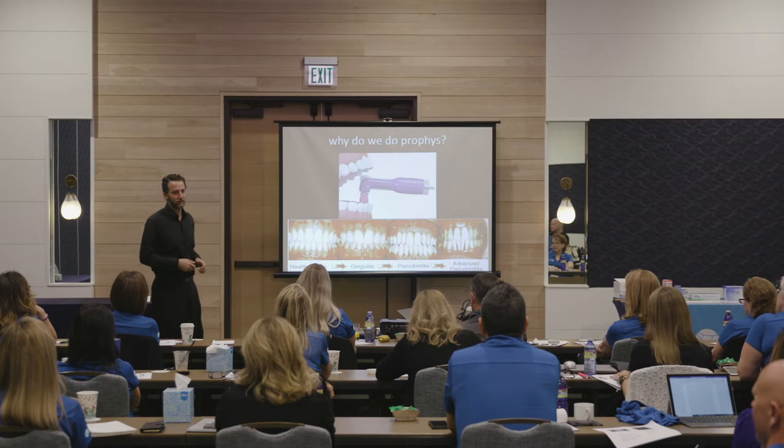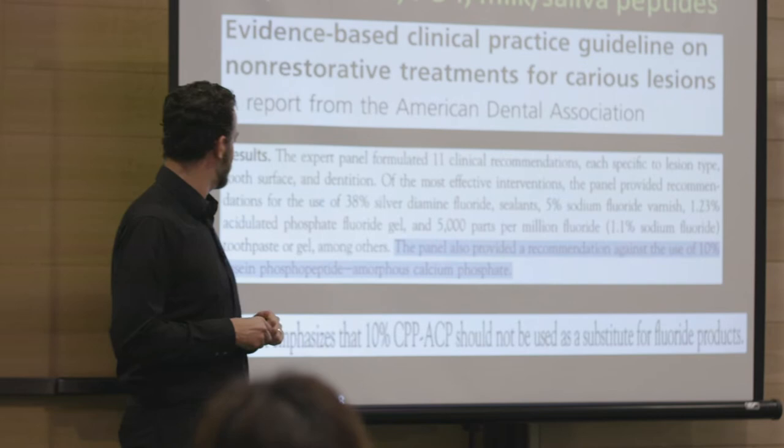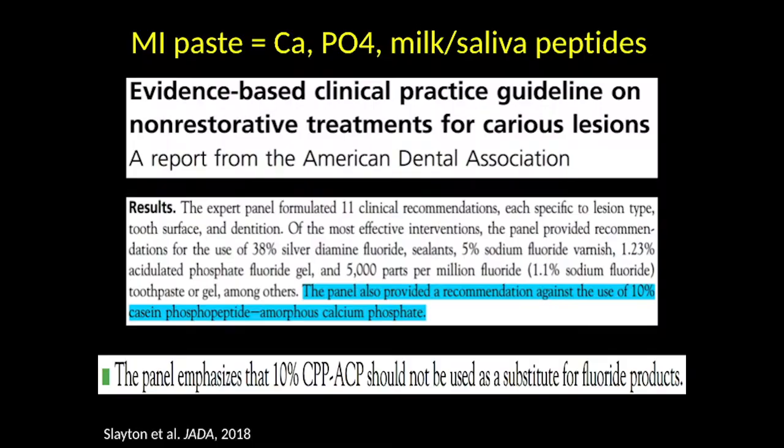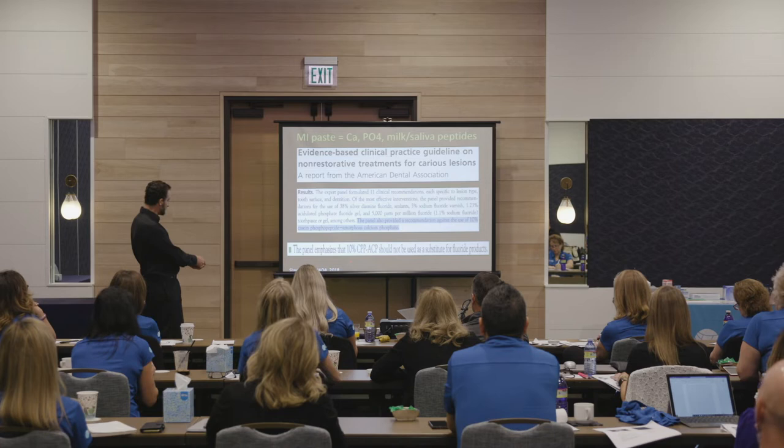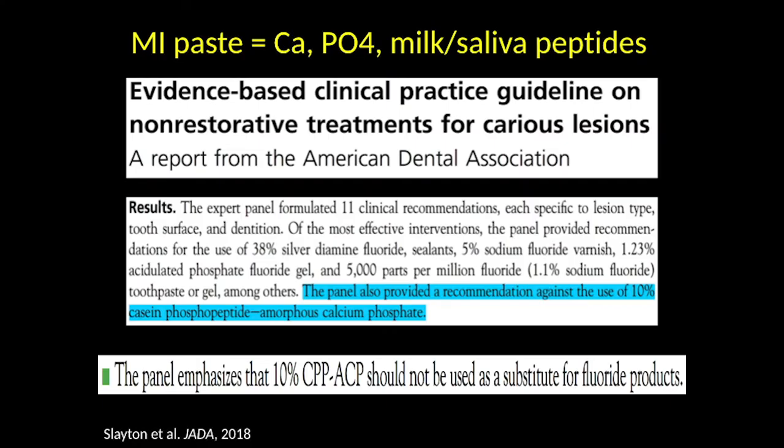Zero. Done. Has anyone heard of casein phosphopeptide, amorphous calcium phosphate, CPP-ACP? Tastes great. People use it. Has anyone heard of anything other than this that the American Dental Association has recommended against? I don't know of anything the ADA has recommended against. And the American Dental Association says, the panel emphasizes that this should not be used as a substitute for fluoride products. They recommend against the use of this material. I have never seen anything so strong.